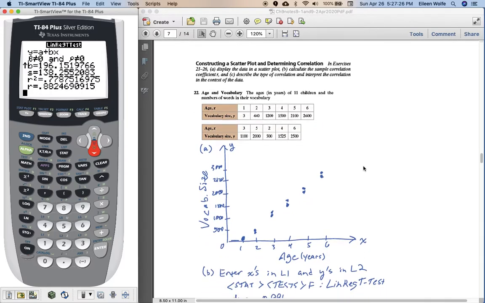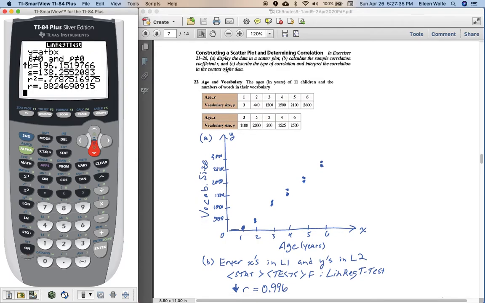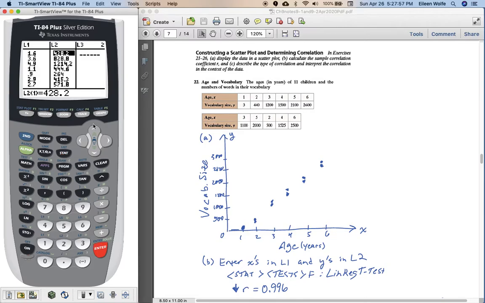Okay, so here's a second example. In this second example, we have age and vocabulary, and we'd want to follow the instructions to display in a scatter plot, calculate, notice we're calculating something called the sample correlation coefficient r, and then describe and interpret it in context of the data here. So this would be a good place to just pause and go calculate this on your own. I'm going to do it as quickly as I can, but you could pause the video, go calculate it, and see that you would get the same thing as I get.